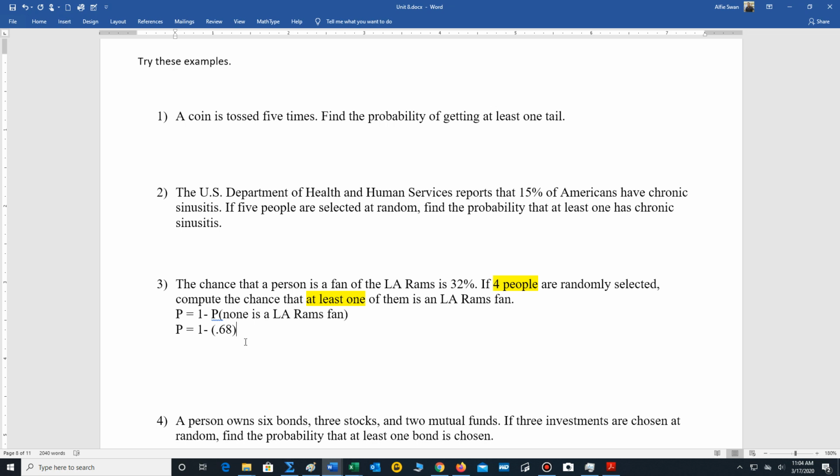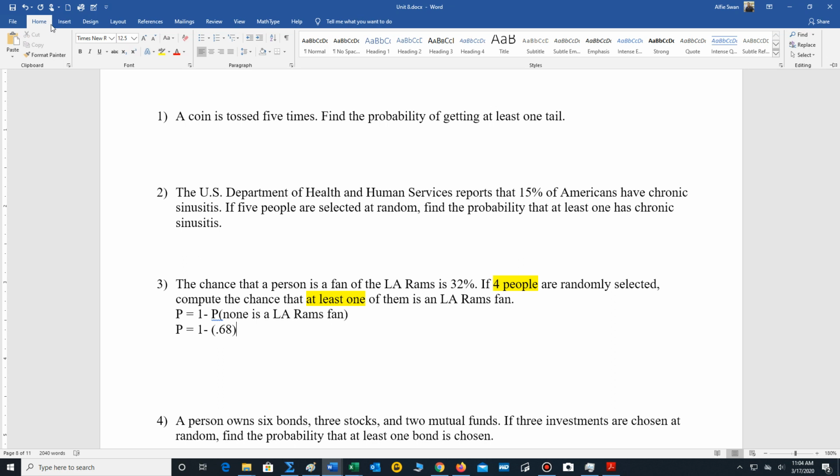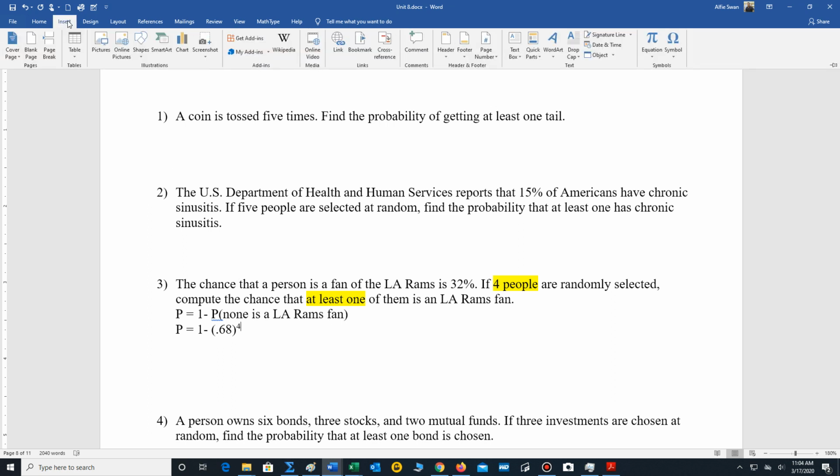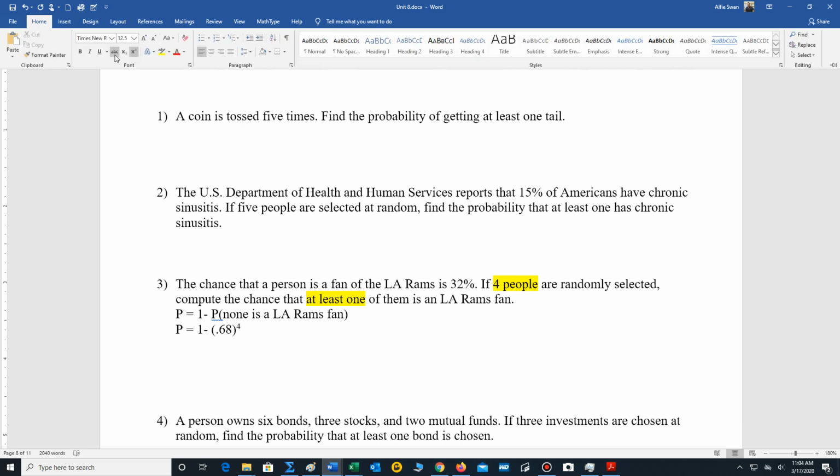It includes millions. And then we're going to raise this to the 4th power because we're selecting 4 people. And these are independent events. So if the events are independent, we don't modify the probability. It just remains the same per calculation.